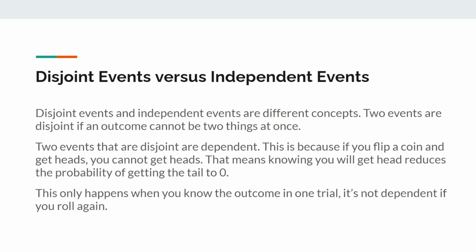Sorry for the stuttering, I guess. Let me just rephrase that. Disjoint events are two things that cannot occur at the same time. So we know that if one occurs, the other doesn't occur, and that's why two events that are disjoint are dependent.